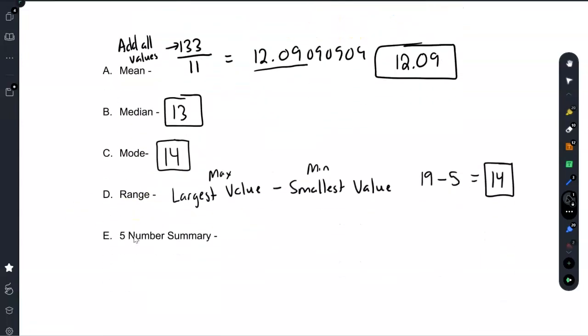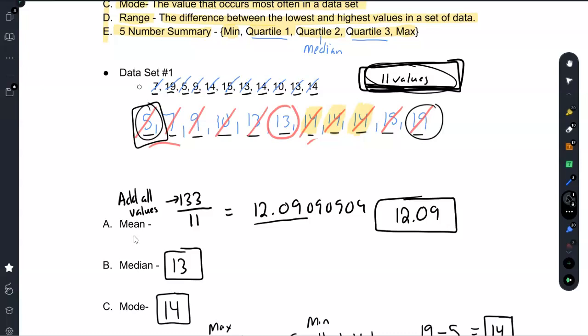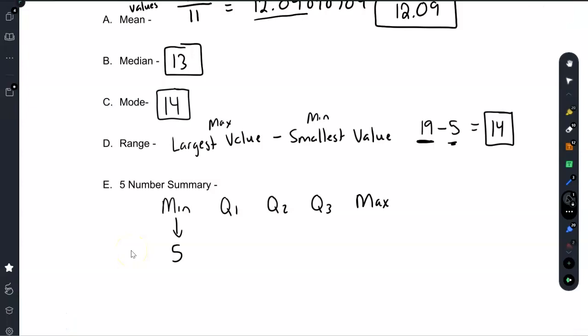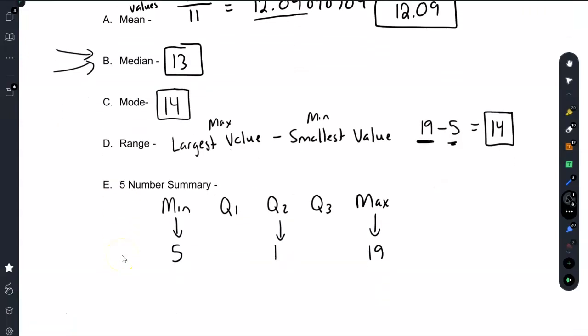Okay, so the 5-number summary, we have to remember what it was. It was min, quartile 1, quartile 2, quartile 3, and then the max. Well, we already had the min and the max, and we can go back up here. The min was 5, the max was 19, so I'm going to go ahead and fill those in. So that's really easy to calculate. Q2 represents the middle of my data set, right? Well, we have already found the middle of my data set. That was the median. So Q2 is going to be 13.